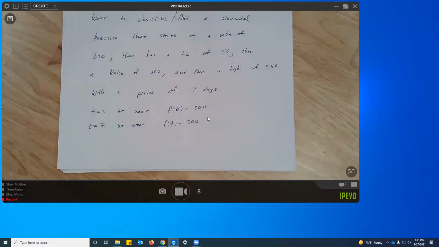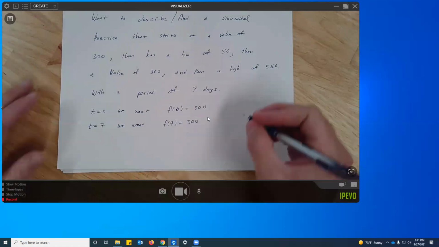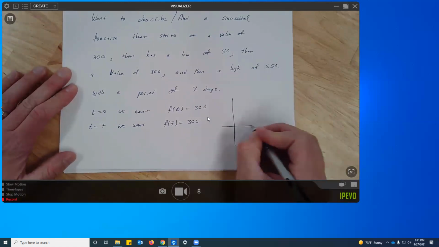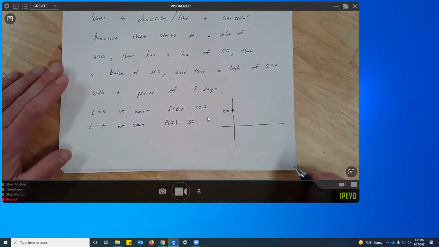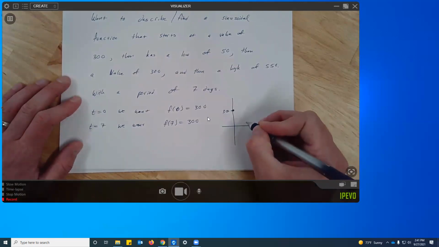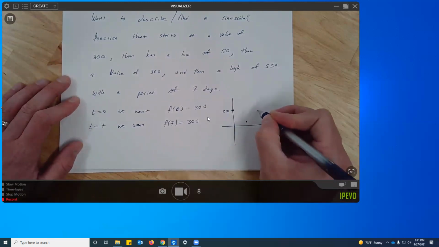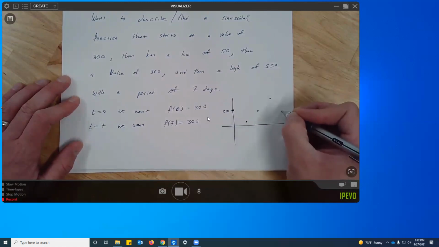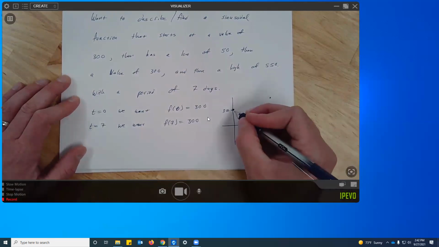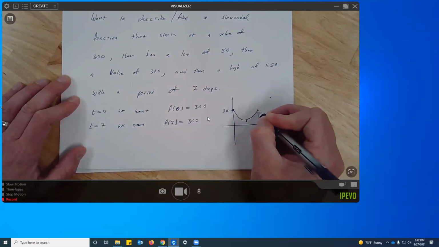Sinusoidal just means it's a sine or a cosine function, either one. It has that usual sine or cosine shape. And we're given a lot of information here. I know it's supposed to start at 300. Then it's going to go down to a value of 50, and then back to a value of 300, and then up to a value of 550, and then back to a value of 300. So it's going to look something like this.